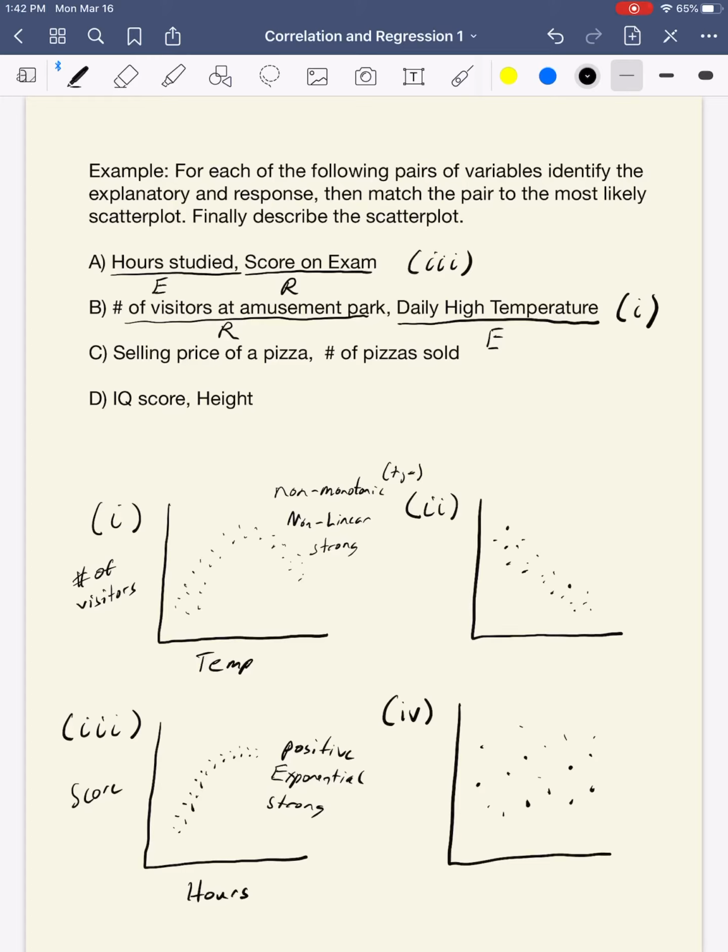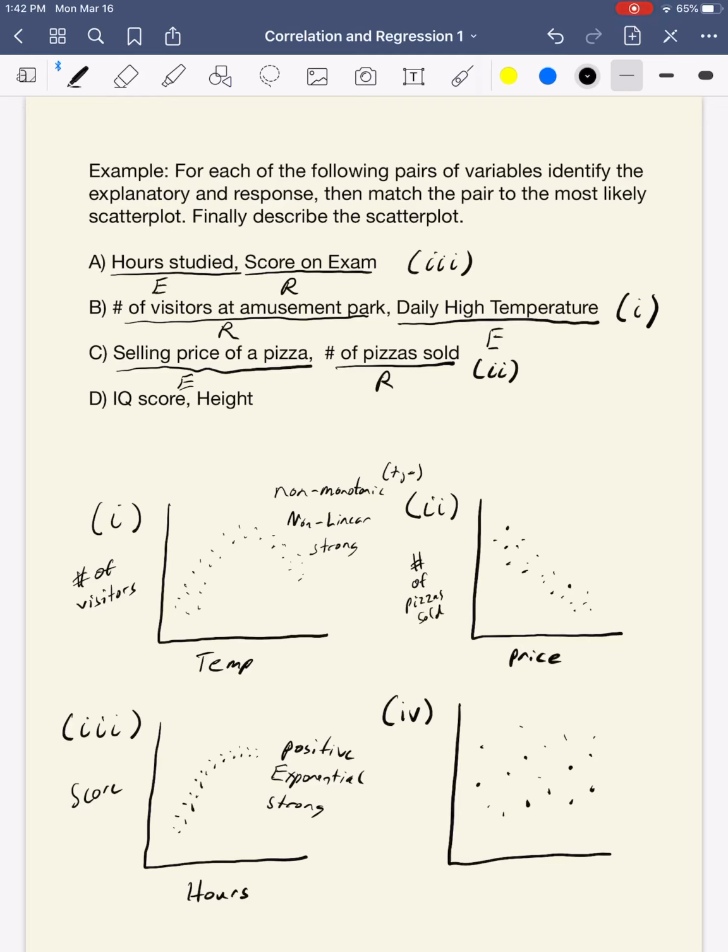Let's look at C then. Selling price of a pizza and the number of pizzas sold. Again, there could be a lot of factors that go into this, but the first should be the explanatory and the second should be the response. In other words, as you change the price of a pizza, that may impact or explain the number of pizzas that get sold. So, which display makes sense here? Well, we should be associating this with the second scatter plot. So, this would be the price here, and this would be the number of pizzas sold.